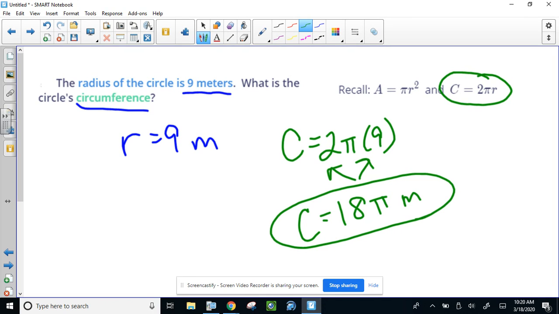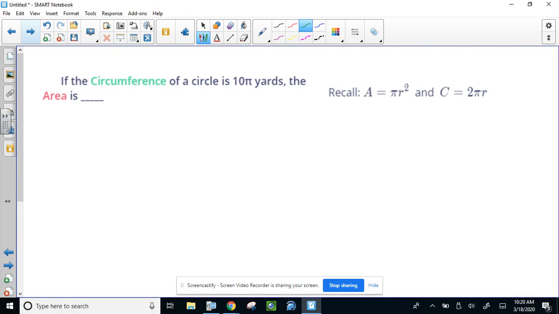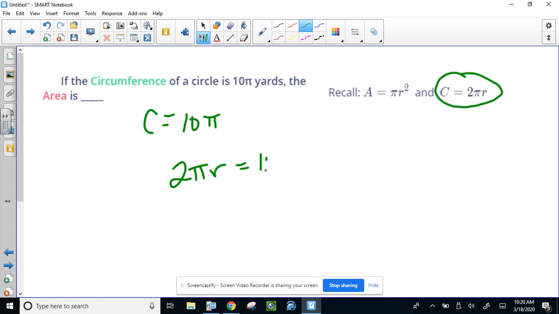Depending on the information you're given and what you're being asked to find, that's going to change how you do each of these problems. Now we have some that are a little tougher, because now we're not given the radius. It says the circumference of the circle is 10 pi. So we know the circumference is equal to 10 pi. We use our circumference formula, and that's going to allow us to find the radius. So we say 2 pi r equals 10 pi. We're just replacing C in the equation.